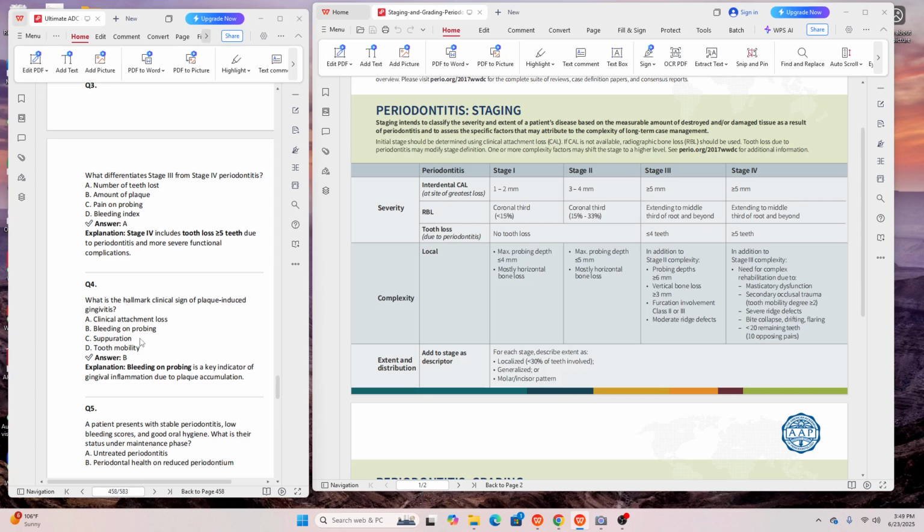Suppuration is an abscess formation. If it's progressed to suppuration, then it's already a periodontal case. Tooth mobility. Again, tooth mobility means there is a good amount of clinical attachment loss, there is a good amount of bone loss. Clinical attachment loss and bone loss will only happen if it becomes a periodontal case, not a gingival case. Understood? So I hope this was clear.